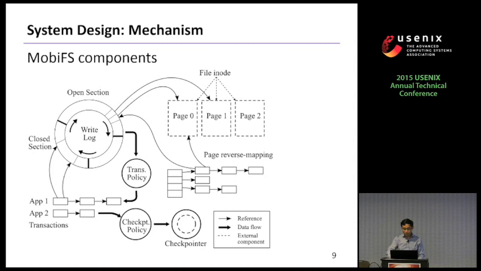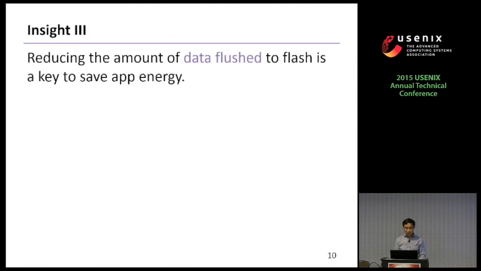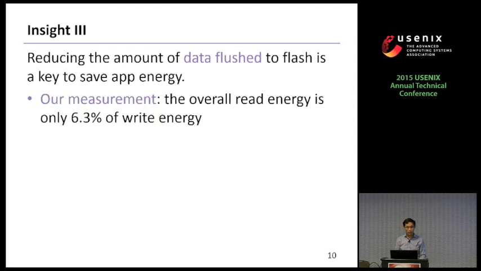So next I will introduce another 3 insights and our policy framework design. So insight 3, this insight tells us the goal of our policy design for energy saving. First, let's take a holistic view. We found that write energy is dominant. That is over 15 times the read energy. So we only need to focus on write energy.